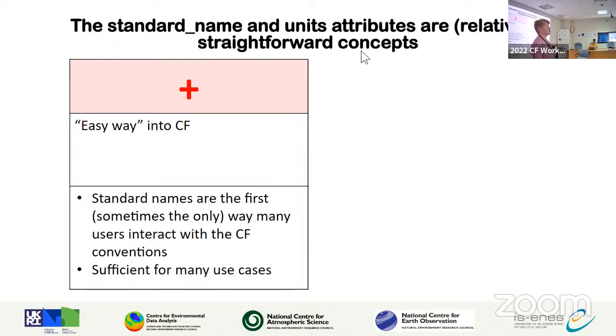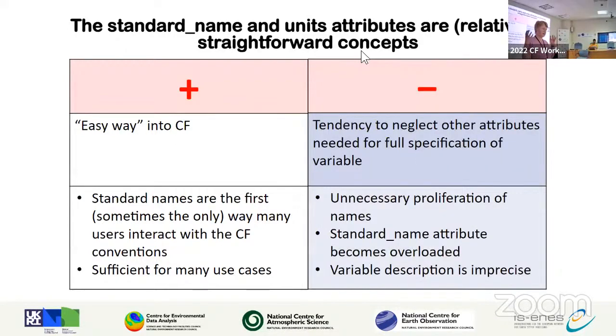The disadvantage of thinking that standard names are easy, in inverted commas, is people tend to neglect the fact that there are other attributes needed to fully describe the data variable. So the standard name describes the geophysical variable. It doesn't tell you everything about how your numbers were calculated. Also, people aren't really sure about using some of the attributes. It can, if you're not careful, lead to unnecessary proliferation of the standard names. I'll give some examples in a minute.